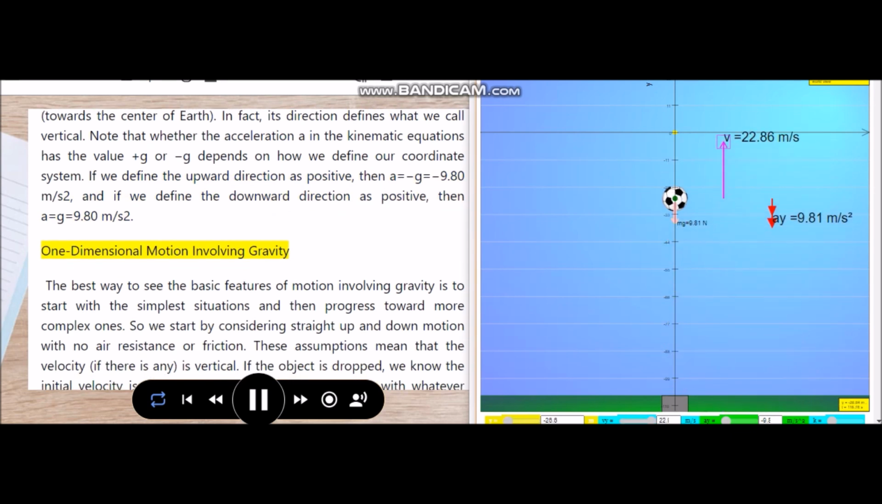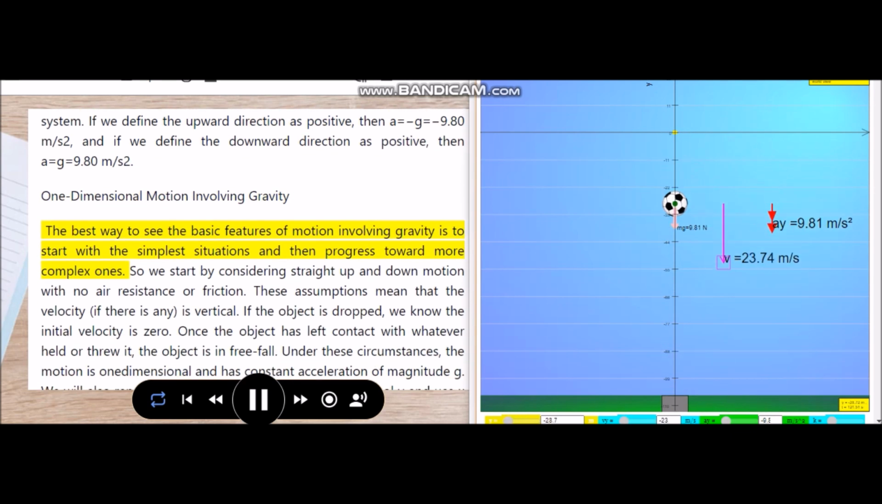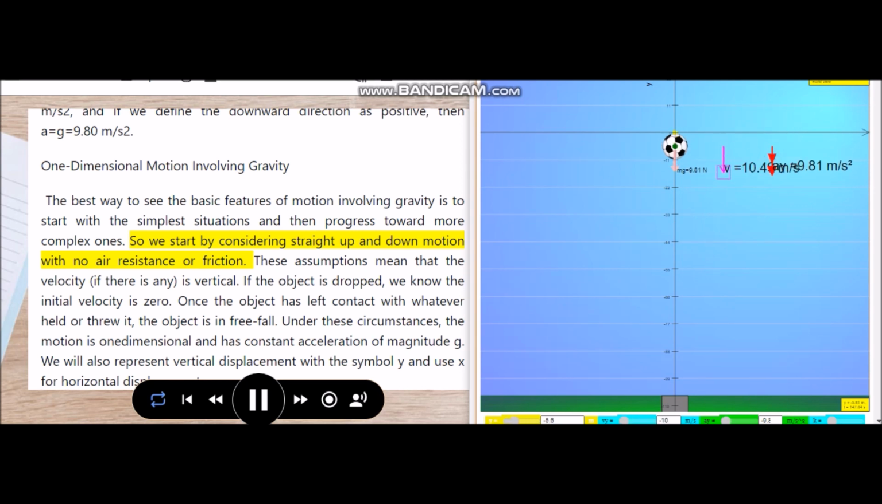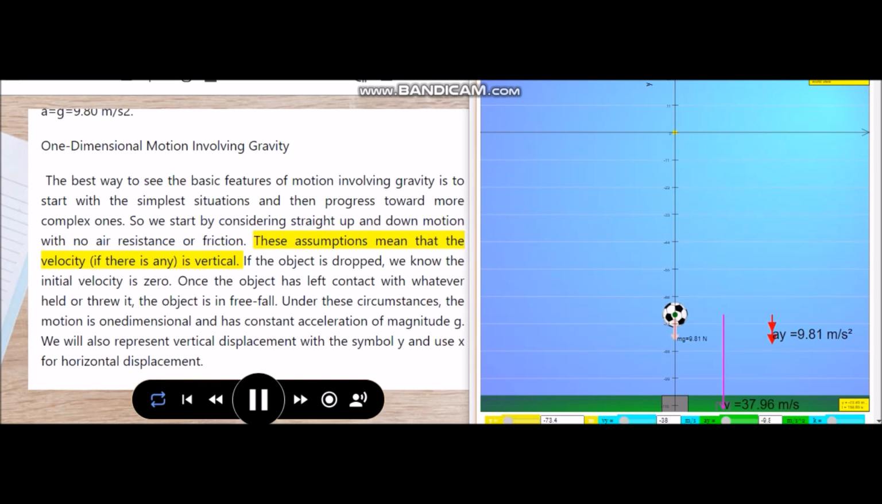One-dimensional motion involving gravity. The best way to see the basic features of motion involving gravity is to start with the simplest situations and then progress toward more complex ones. So we start by considering straight up and down motion with no air resistance or friction. These assumptions mean that the velocity, if there is any, is vertical.